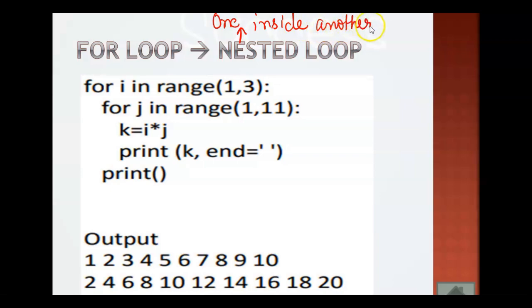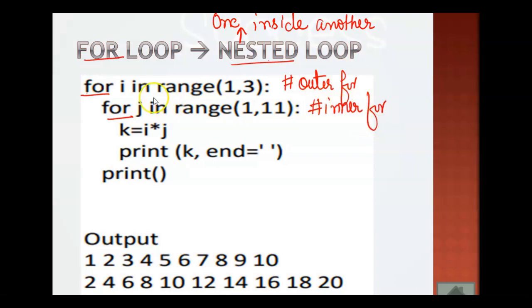So one loop inside another loop is considered a nested loop, and this nested loop is a part of the for loop. You can see we have one for here and one here. This is considered the outer for, and this is the inner for. So how will things work? For each individual value of the outer for, the complete inner loop will work.